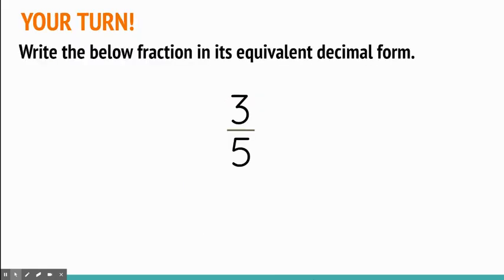So your turn. You're going to write the below fraction in its equivalent decimal form. So take a minute to figure out what 3/5 would be equal to as a decimal. And I encourage you to use the method we just reviewed together.